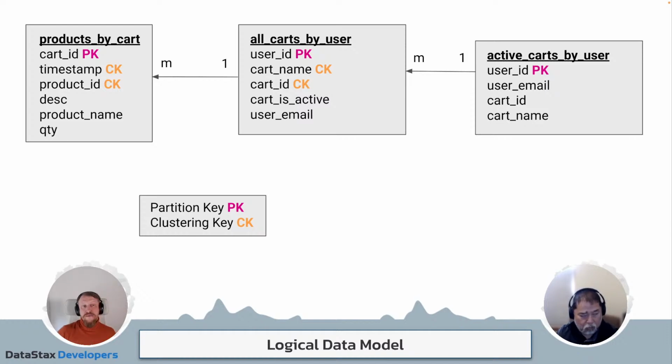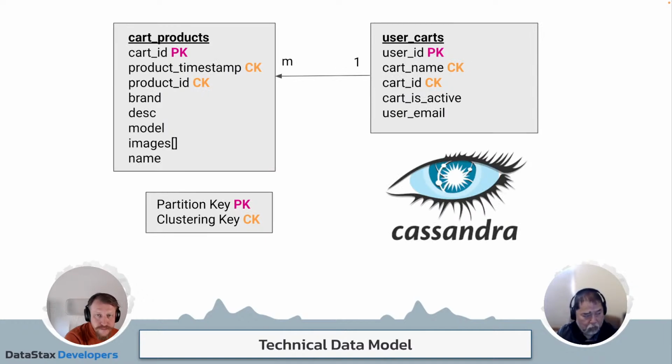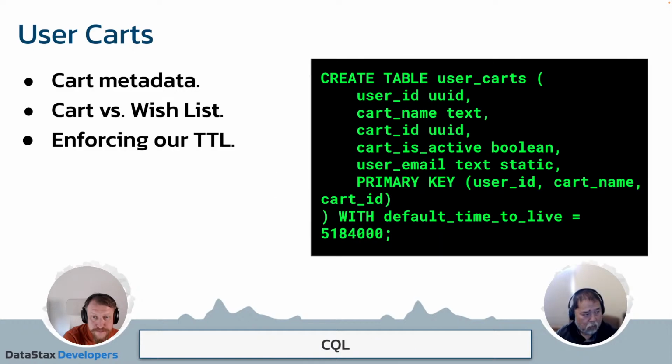So based on the queries we decided on, we can think about the following items: products by carts, all carts by user, and active carts by user. Those are going to be different. Going closer to the physical data model, we will speak about cart products and user carts. Notice again, they're shown like a relation on this ER diagram, but there is no real relation, because that's a non-relational database.